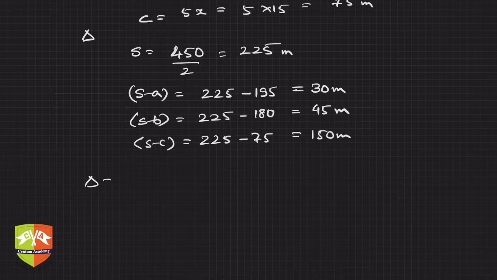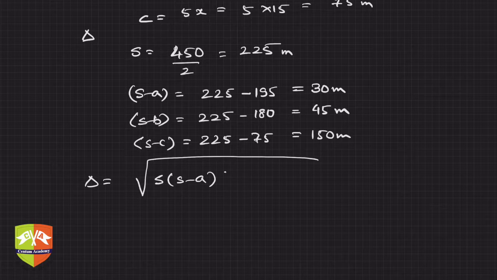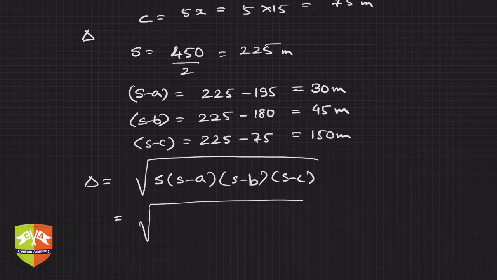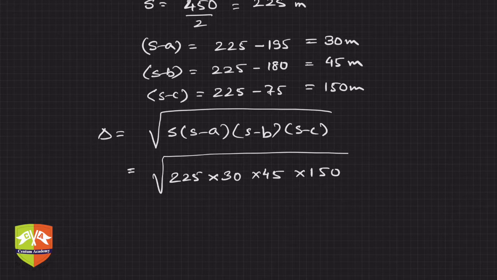So now let's find out the area. Area is given as under root S, S minus A, S minus B, and S minus C. So which is equal to under root S, what is S? 225. Be ready to factorize, guys. 30 into 45 into 150. If you just factorize and then take out the square root, 225 is nothing but 15 square. So it is very easy. 15 will come out.